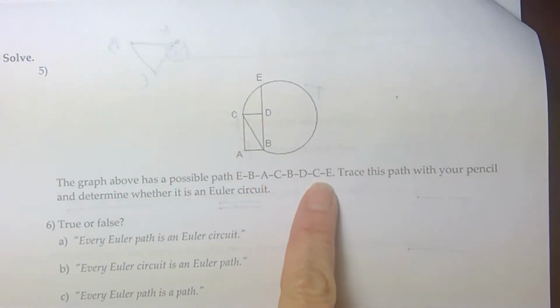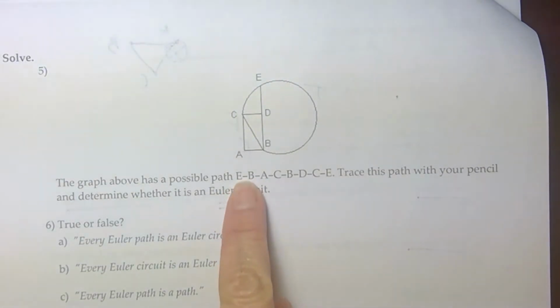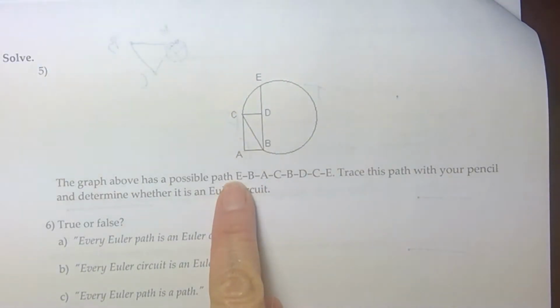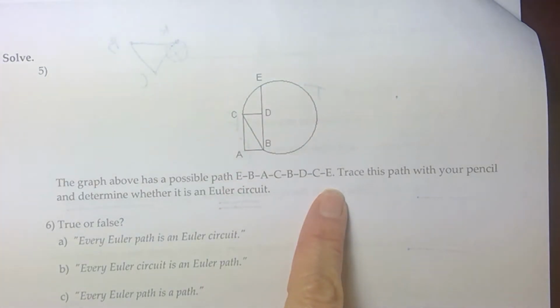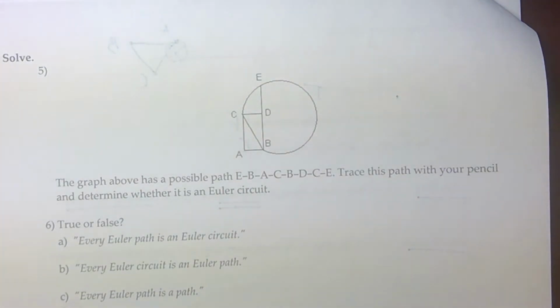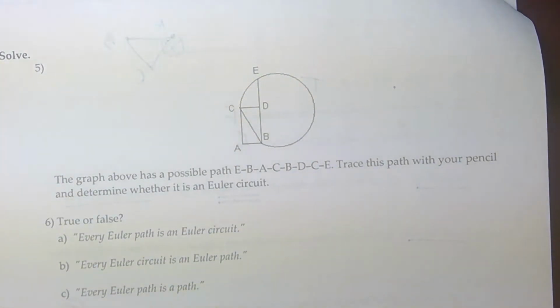Well, could this path be a circuit? First question. Yes, because it starts and stops at the same place. So get your pencil or your pen and trace that pathway and determine whether or not it works. And if it works, is it an Euler circuit? I'm going to pause the video and do mine, so you want to pause your video while you do yours.